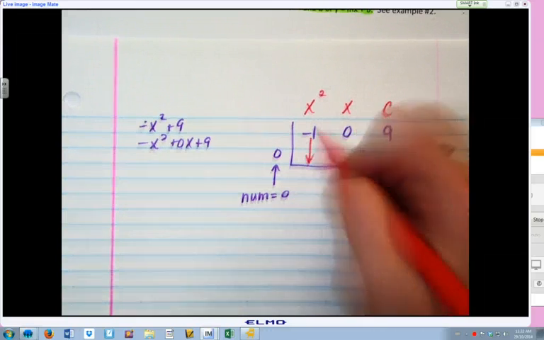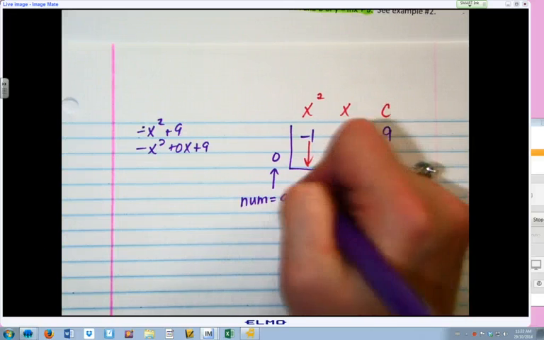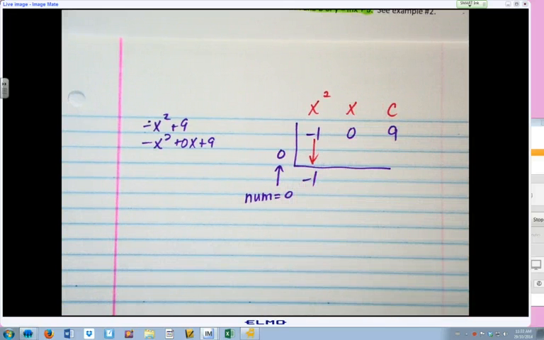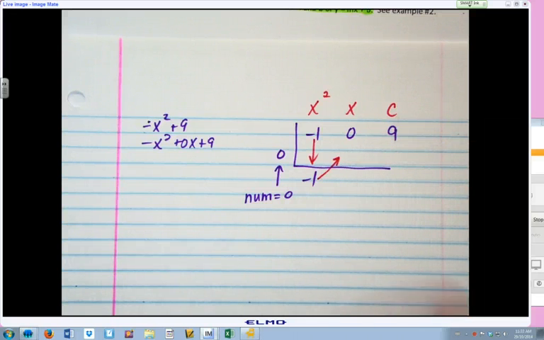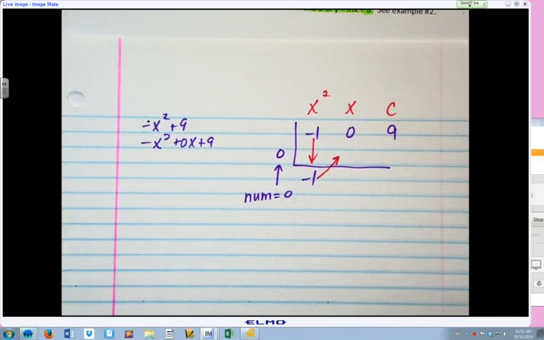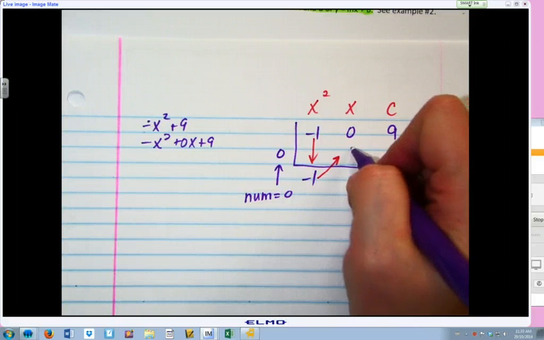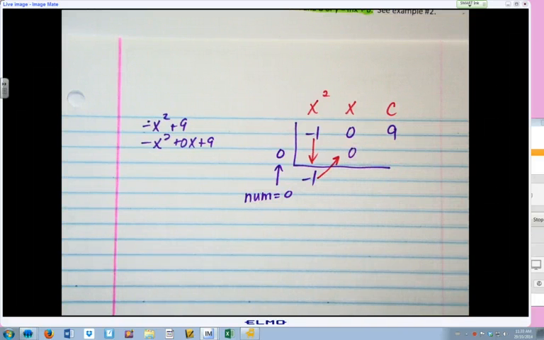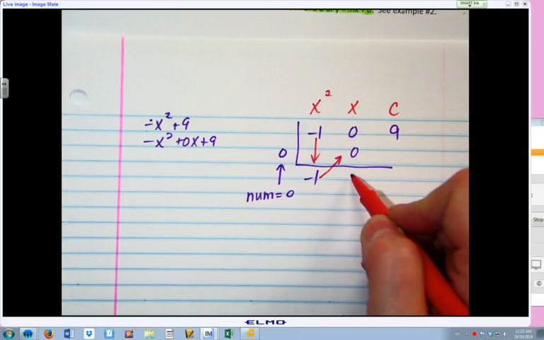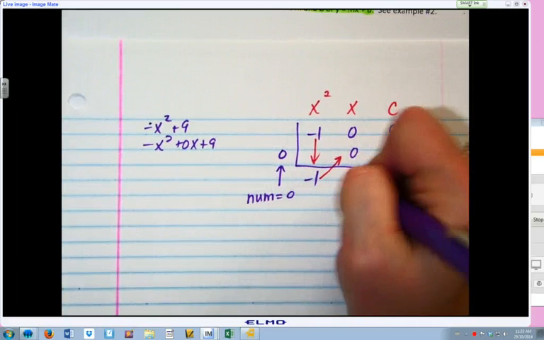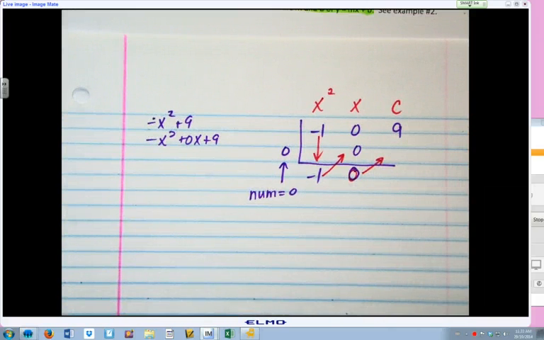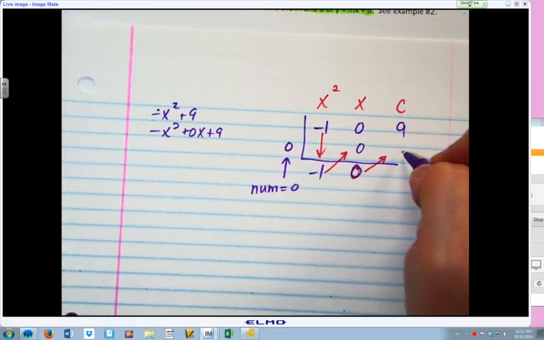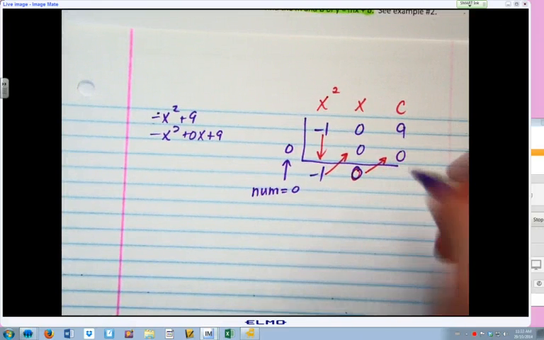First number always just drops straight down. Then we're going to multiply by the number on the outside and put the answer up in the second column. 0 times -1. And then we add vertically. Then we just repeat, multiply by the number on the outside, put it in the next column. Add vertically.